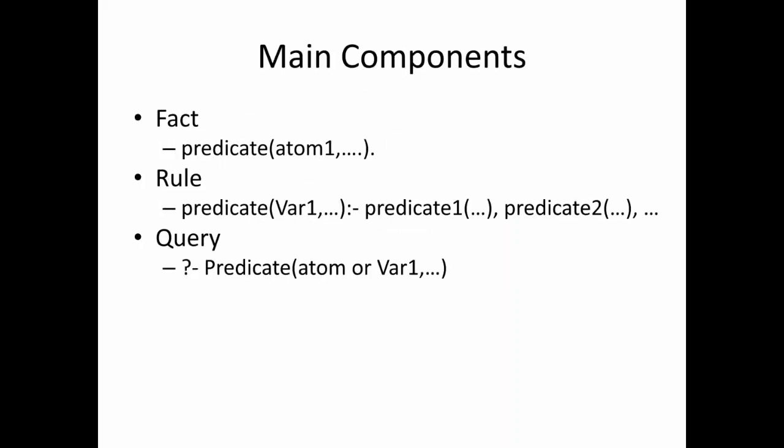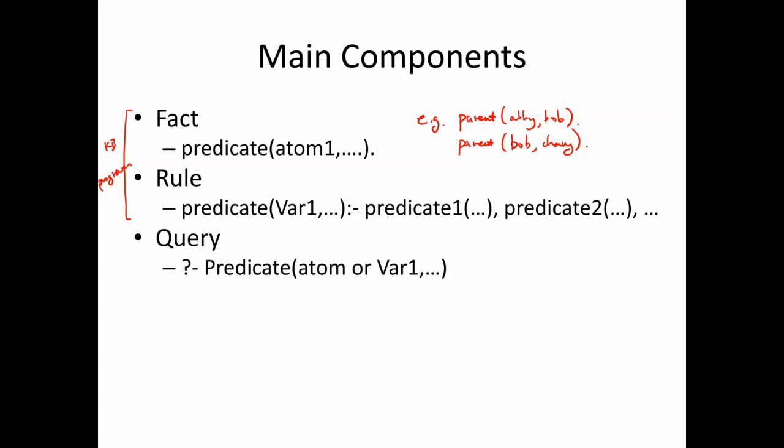The main components of Prolog are fact, rule, and query, where fact and rule constitute a knowledge base, or a program. For example, we can say Abby is a parent of Bob, and then Bob is a parent of Chang. So these are our facts.